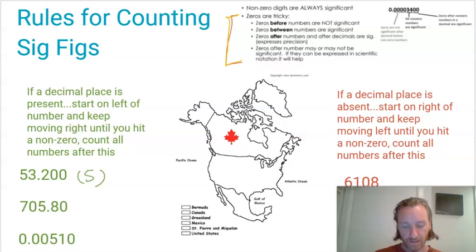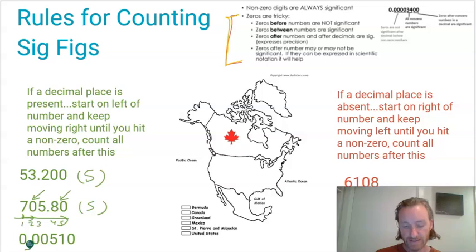We're going to have a look at this again here. We start on the left, and we're going to keep going until we hit a number, which in this case was 7, and then we count thereafter. So we have 1, 2, 3, 4, 5. So again we have 5. Notice that this middle 0 is significant. Also this end 0 was significant too. And so there was more precision in that measurement device. It wasn't 705.8, it was 705.80. That's important.